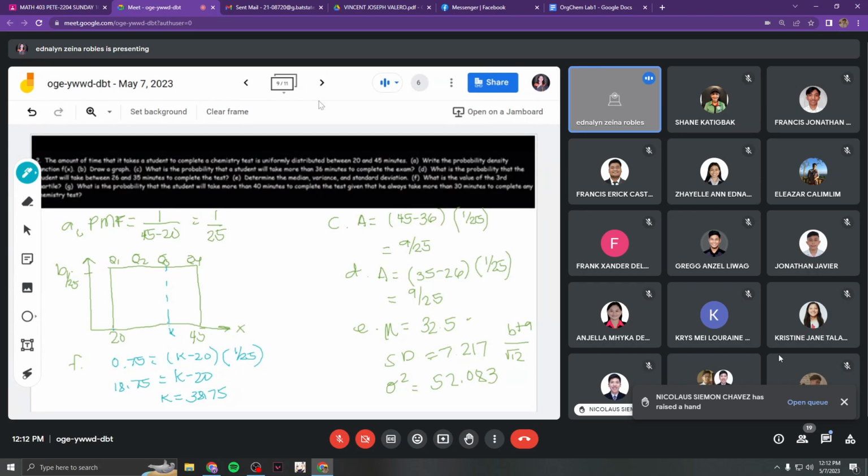So the question for letter G is: what is the probability that the student will take more than 40 minutes to complete the test, given that he always takes more than 30 minutes to complete any chemistry test? So, what is the answer? Yes, Mr. Chavez. 30%. What is your answer? 30%, 0.5. 30%. Okay.